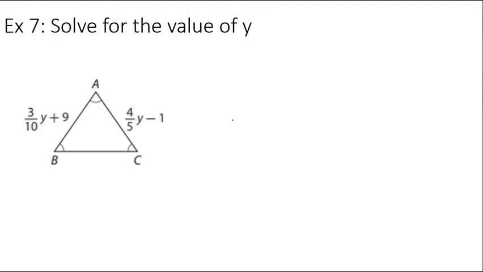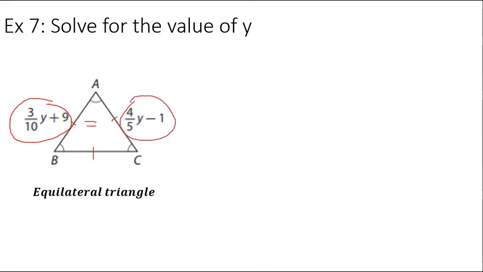Okay, so now example 7. It says here, solve for the value of y. Again, all three angles are congruent to each other, so that means the sides all equal each other. Again, this is another equilateral triangle. All we do now is set this expression equal to this expression, and then solve for y. So there we have 3 over 10y plus 9 equals 4 over 5y minus 1.